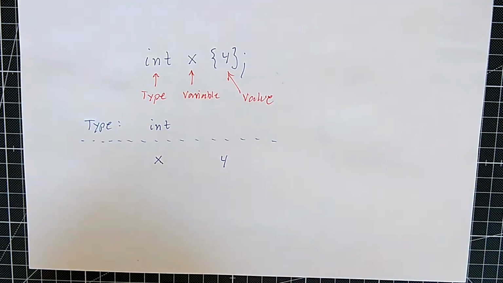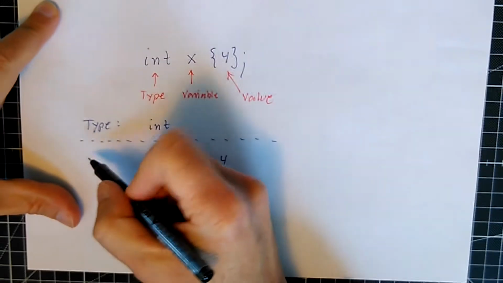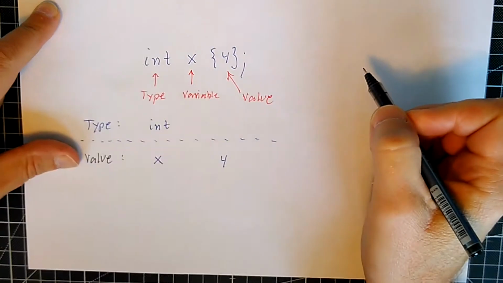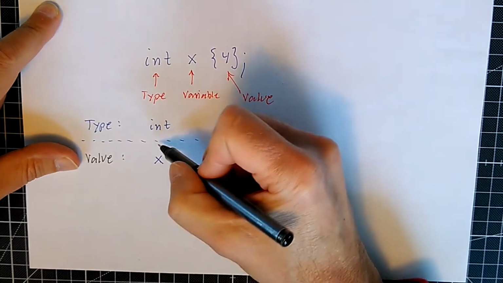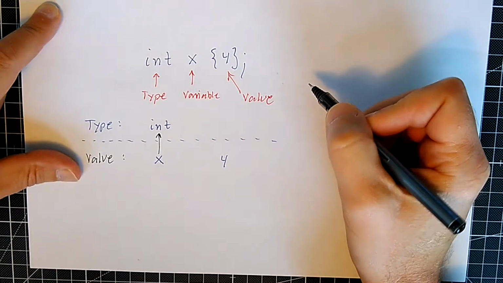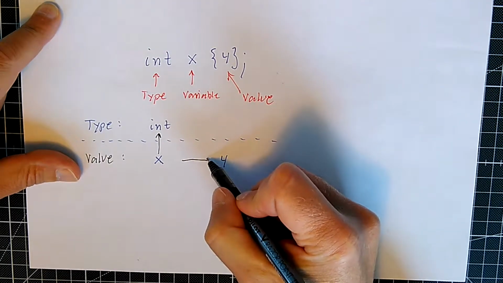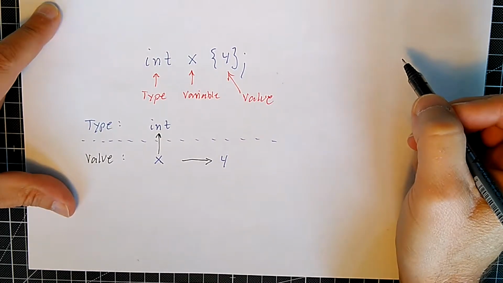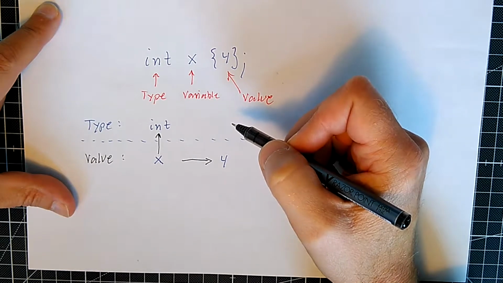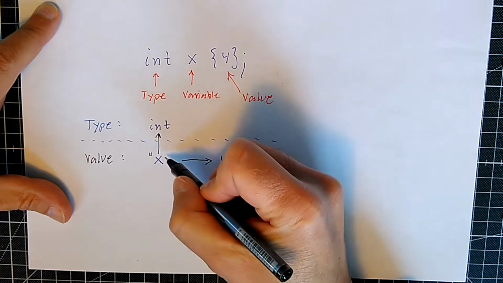So why do I do this? Well, now I can call this value for now. Now x is of type int, and it has value 4. The interesting thing with writing it like this, and what I'm going to aim at, is that maybe now we can say, okay, this is a name.